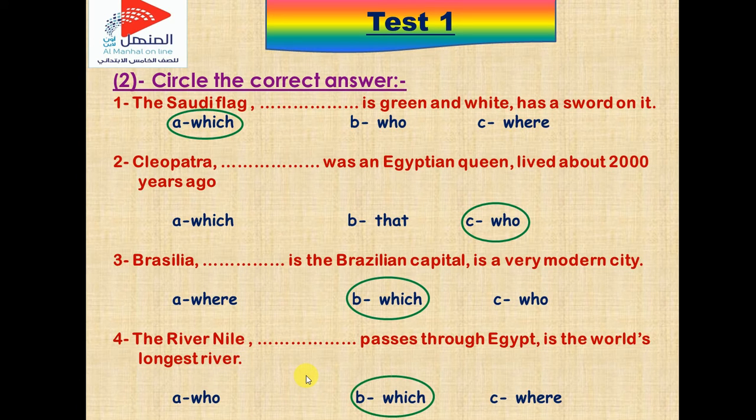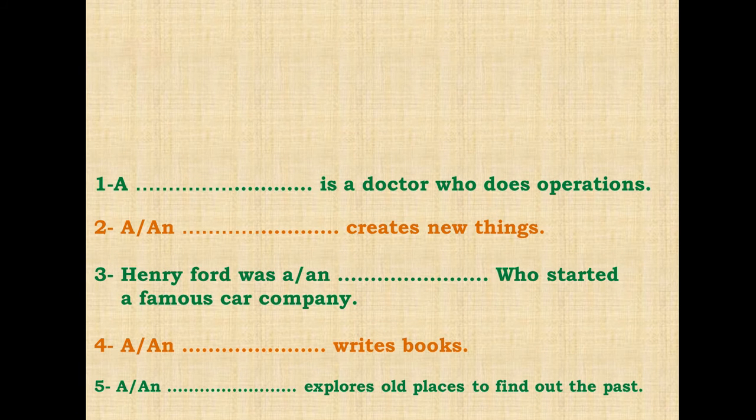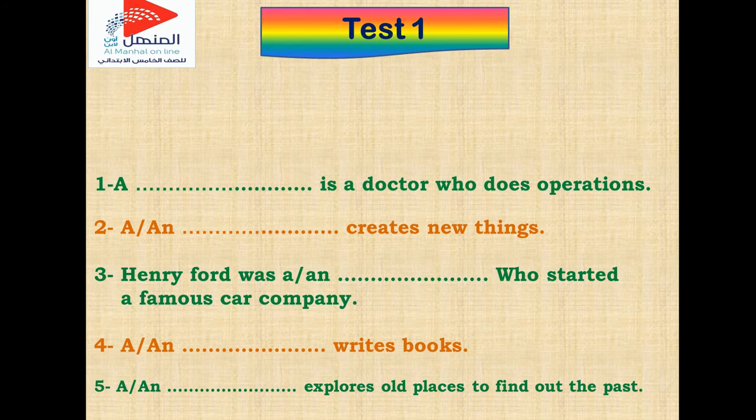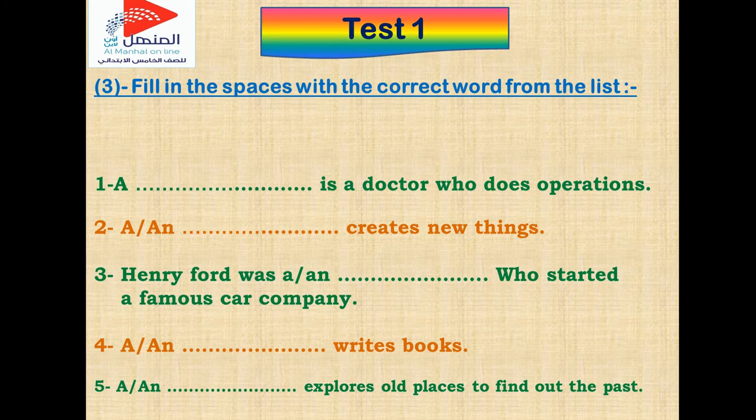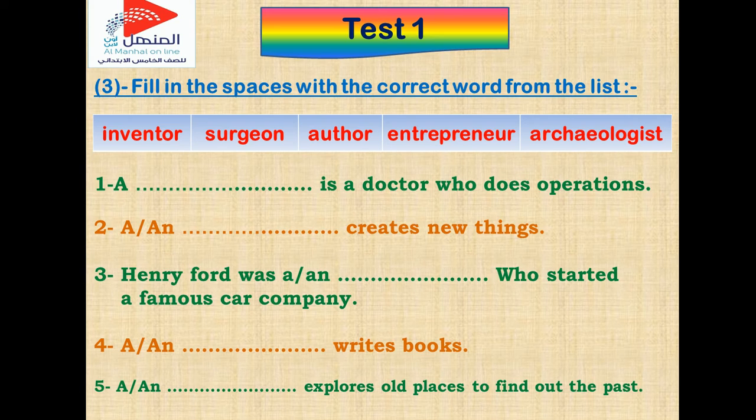Good job. Let's move to the third activity, which is dealing with vocabulary too. Fill in the spaces with the correct word from the list. We have a list of 5 words here, and you have to fill in the gaps with the correct word. Alright, number 1. Let me read the words first. You're familiar with these words: inventor, surgeon, author, entrepreneur, archaeologist.